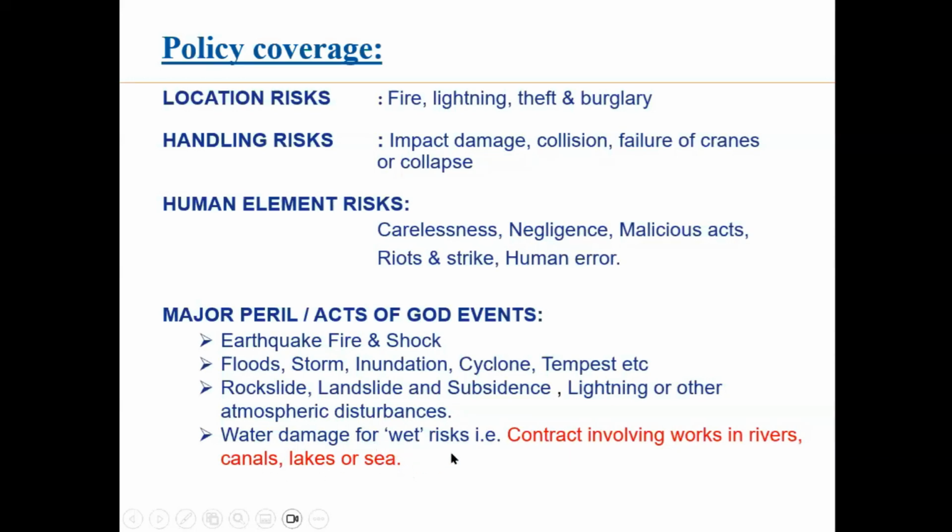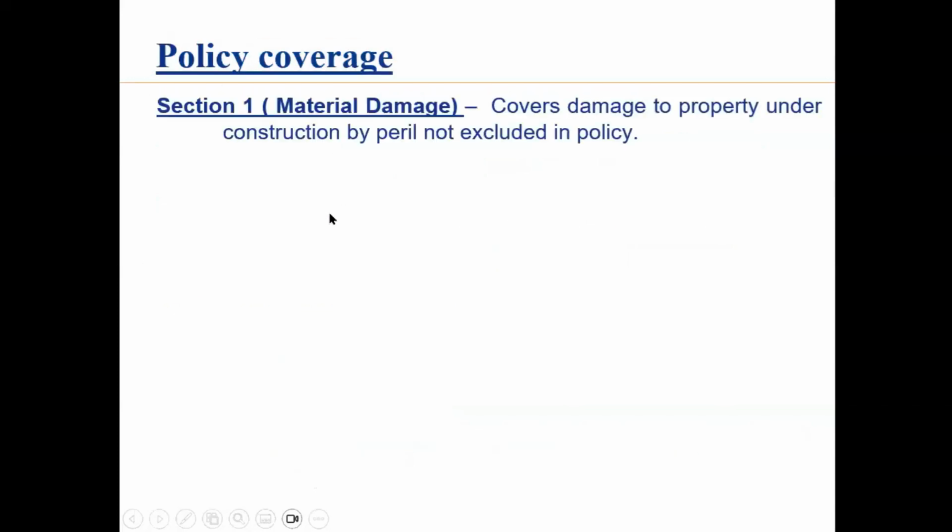Now this question comes: suppose there is no water inside the river, still it will be treated as wet works. Okay, because it is designated as river. Now 11 months it remains dry, but there is water at least in monsoon. One month or 2 months there is water, it will fall under wet work. Now there are two sections.